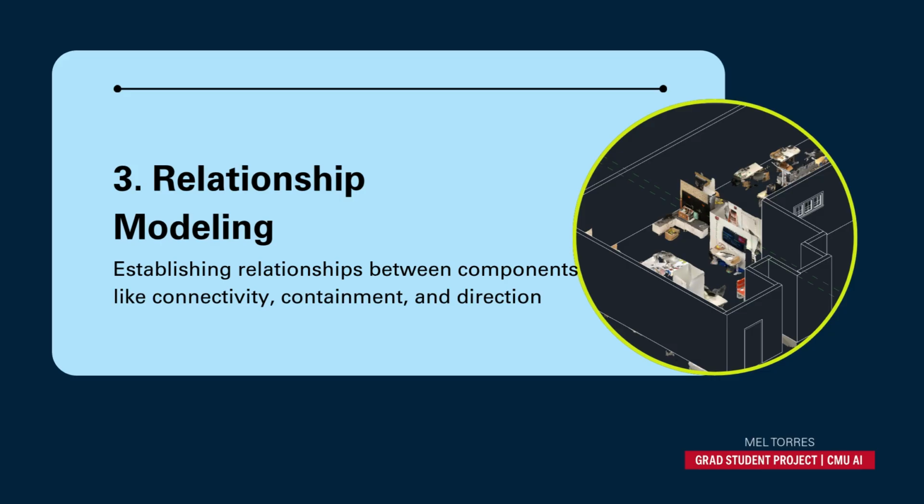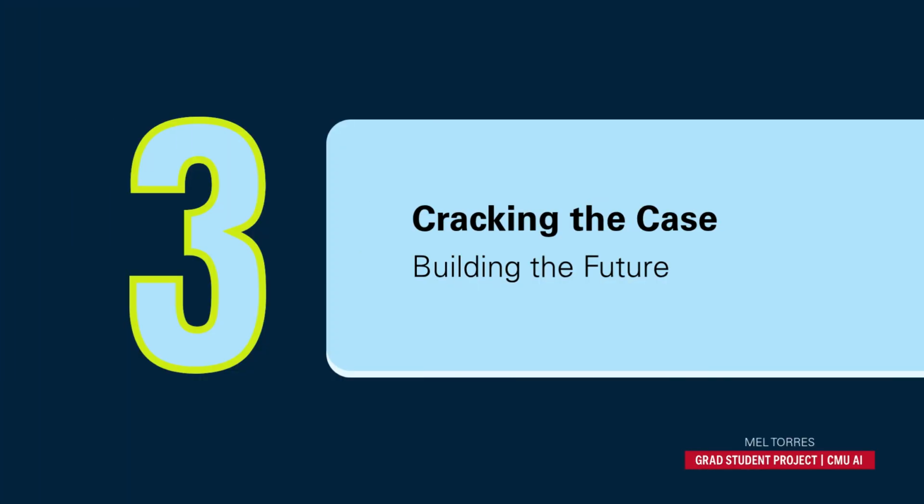See? It's incredibly detailed. And that brings us to the final piece of the puzzle, relationship modeling. Because it's not enough to just identify a wall here and a window there. The true intelligence comes when the AI understands how they connect. It needs to know that the window is contained inside the wall or that a pipe goes through the floor. This is about building the whole story, figuring out all the spatial relationships between every single object.